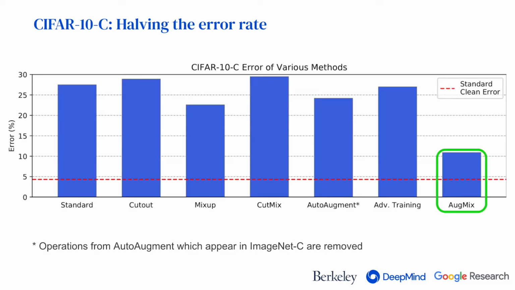In our experiments, we find that AugMix cuts the average error on CIFAR-10-C down by half from the previous best. This marks a significant step towards optimal performance on CIFAR-10-C, as estimated by a model's error rate on the clean test set.